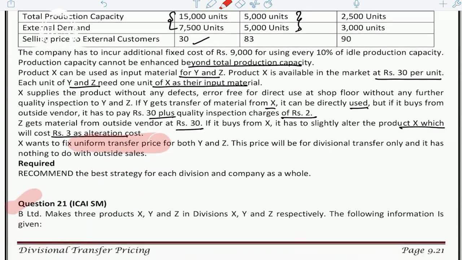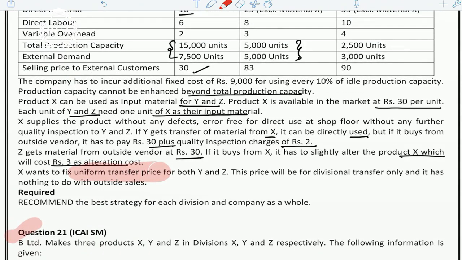Yes, guys. I hope you're all reading the question. Read the question properly, beta.